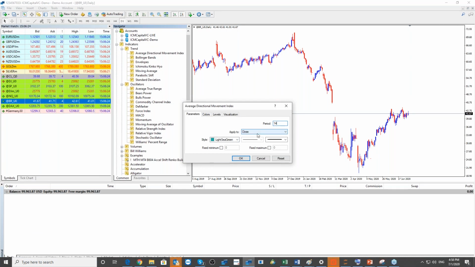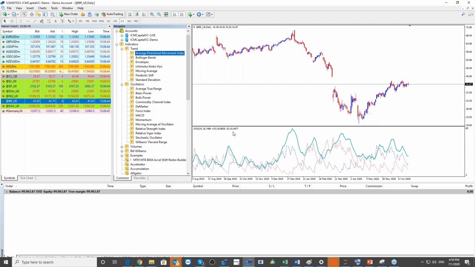You choose also here whether you want to apply the analysis or the calculation to the close, open, high, low, or medium price, typical price. So you choose your price. Maybe it's originally set to the close. And here you set the visual, going for colors, also this is to choose the color for the positive DI and the negative DI. So when you click OK here, you can see this is the ADX indicator.